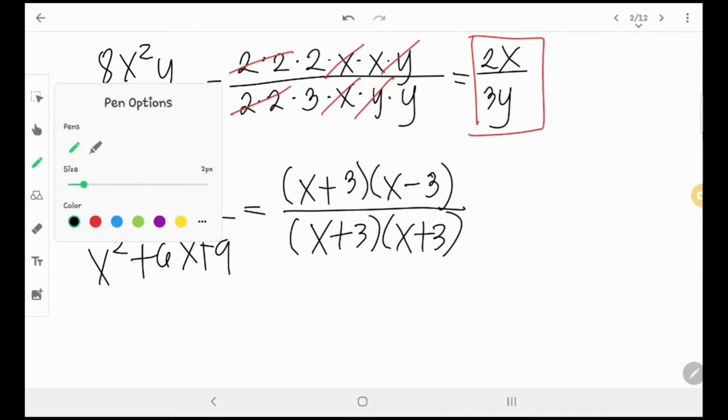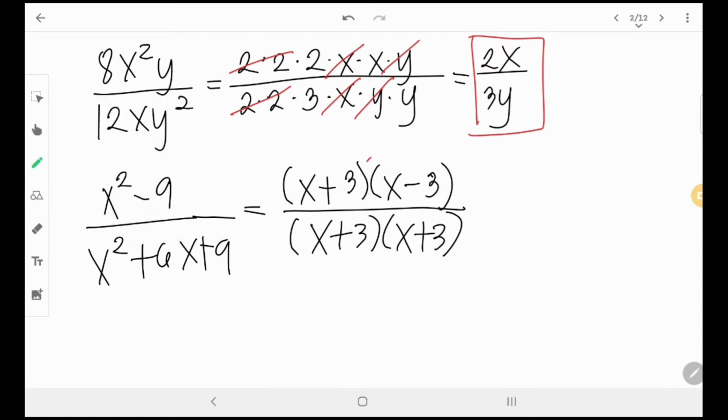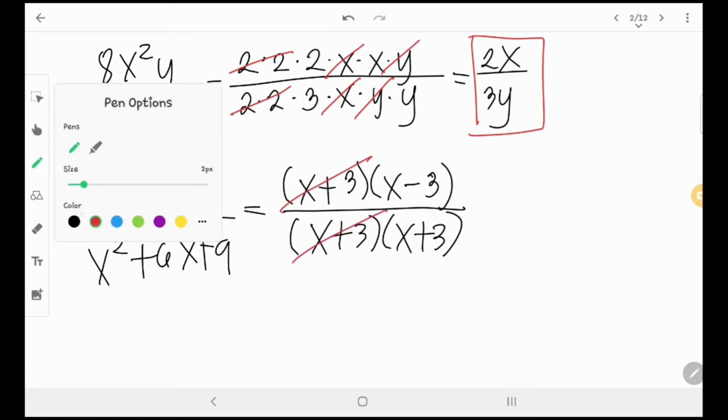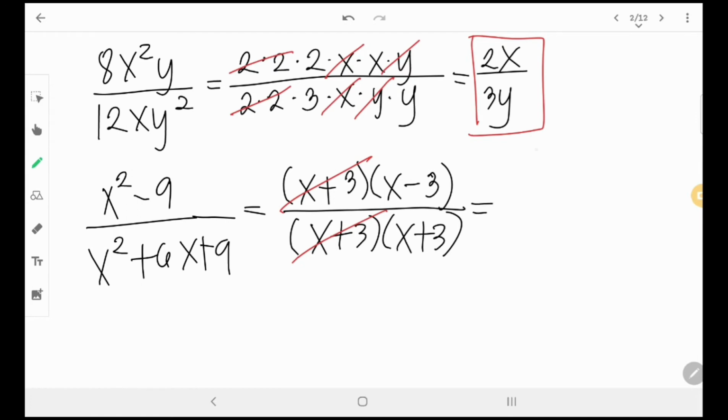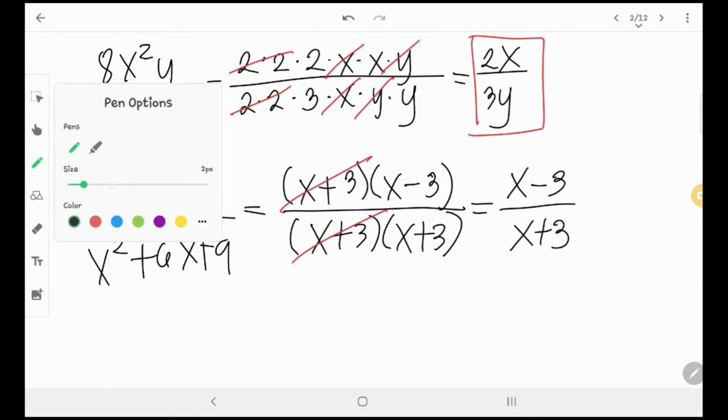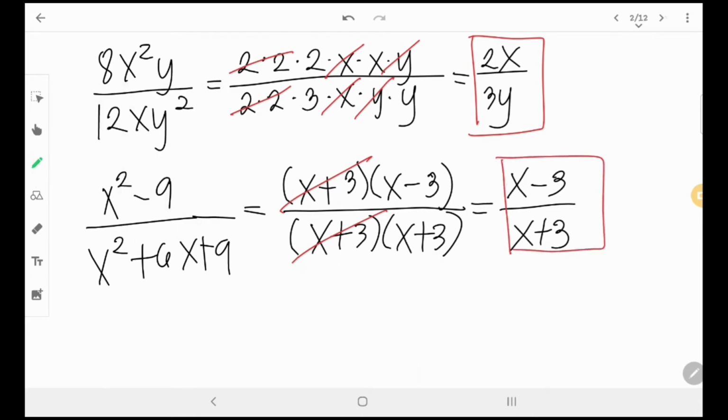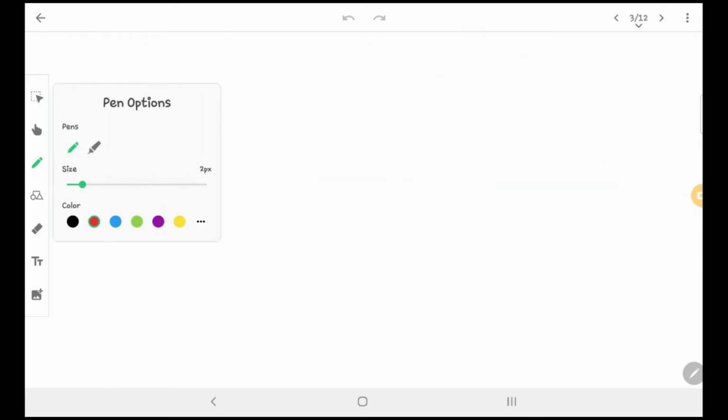And then let's now cancel. So x plus 3 yung pareho nila. And then let's write now the final answer. So that is x minus 3 over x plus 3. Pwedeng may parenthesis, pwede rin namang wala. So that is already the final answer. So, next example, let's have the next page.